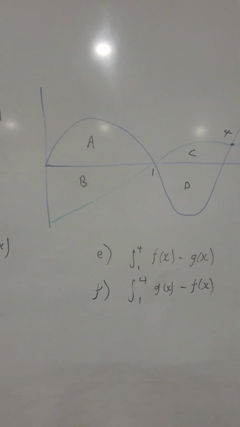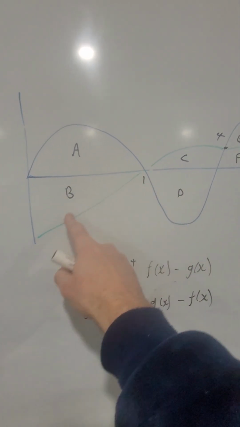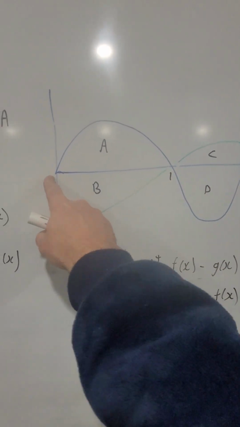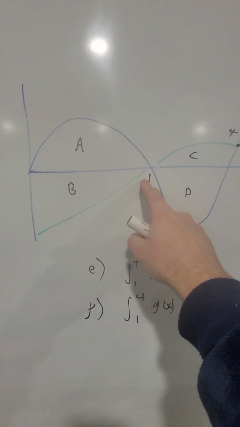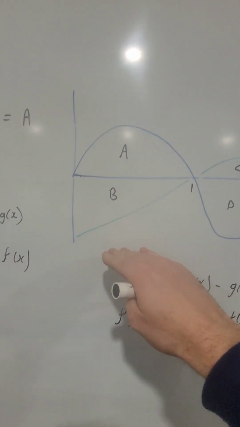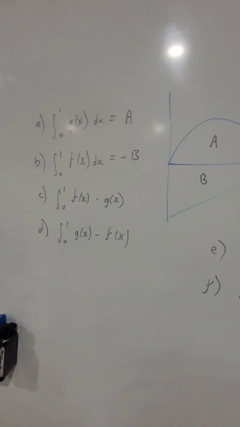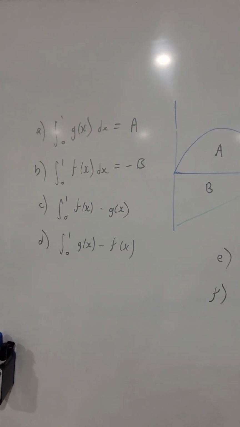If we go from 0 to 1 of f of x, that's going to be this region here. And f of x is our green function, isn't it? So from 0 to 1 of our green function, the value is b, but because it's below the x-axis, the value is going to be negative b. The area calculation is going to be negative because it's below the x-axis.